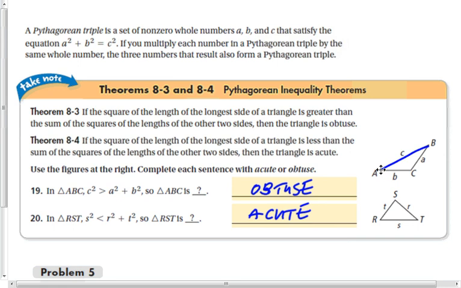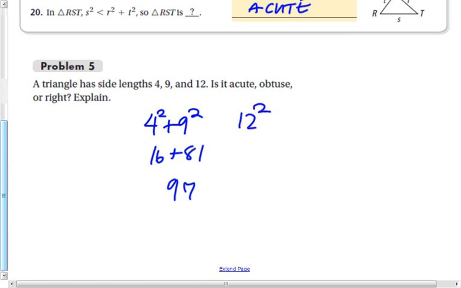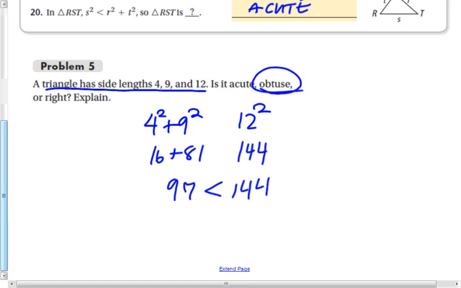So in problem 5, we're going to try and decide whether this is acute, obtuse, or right. So we're going to do 4 squared plus 9 squared and see what that equals. That's 16 plus 81, which is 97. And then we're going to do 12 squared, which is 144. And since 144 is greater than 97, we're going to say that this triangle with side lengths 4, 9, and 12 is obtuse, according to Theorem 8.3.